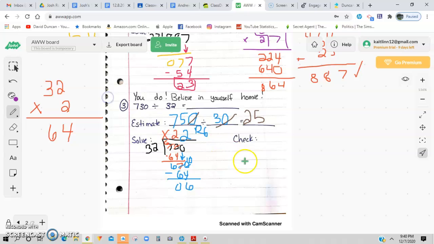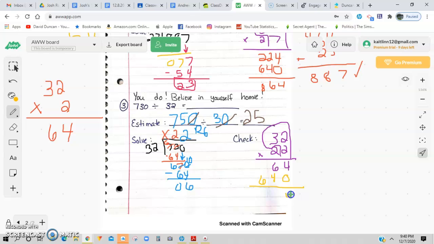All right, now I have my check that I need to do. I need to multiply my divisor by my quotient, add my remainder. So I'm going to do 32 times 22. Okay, draw my turtle head. 2 times 2 is 4. 2 times 3 is 6. Now I need to drop a turtle egg. Okay, 2 times 2 is 4. 2 times 3 is 6. Go and add this up.